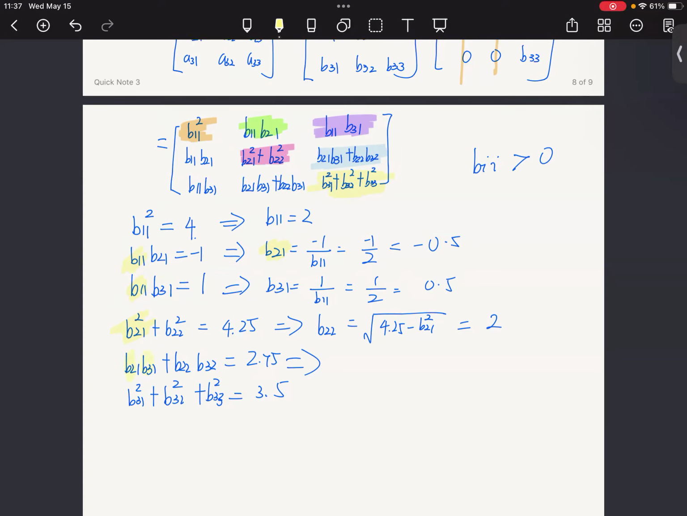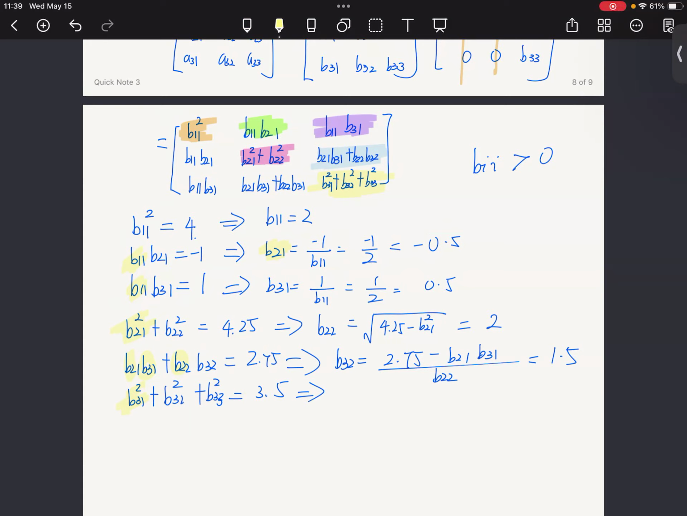This is something we already know from the previous equation. And then we have B32 equals 2.75 minus B21, B31, and then divided by the B22. And this is the equation. And we have B32 equals 1.5. And now let's go to the last equation. We are going to solve for the B33. The corresponding position there is the 3,3 position. So B31 we already know from here.